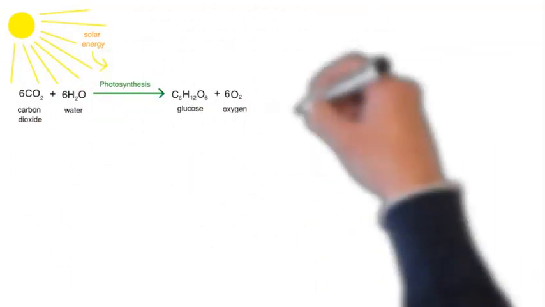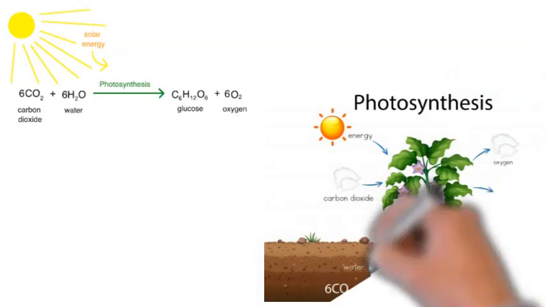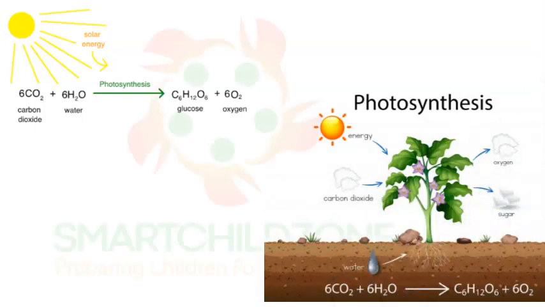In a process driven by light energy, glucose molecules, or other sugars, are constructed from water and carbon dioxide, and oxygen is released as a byproduct.